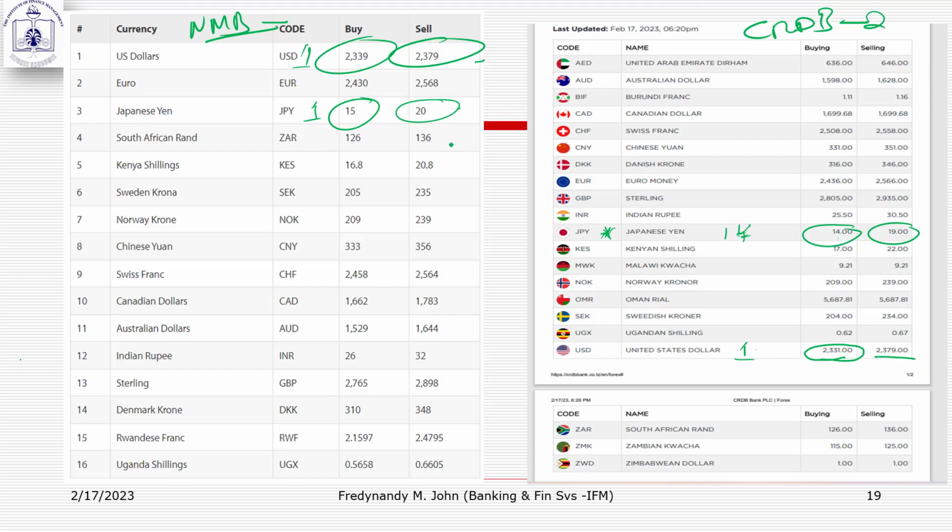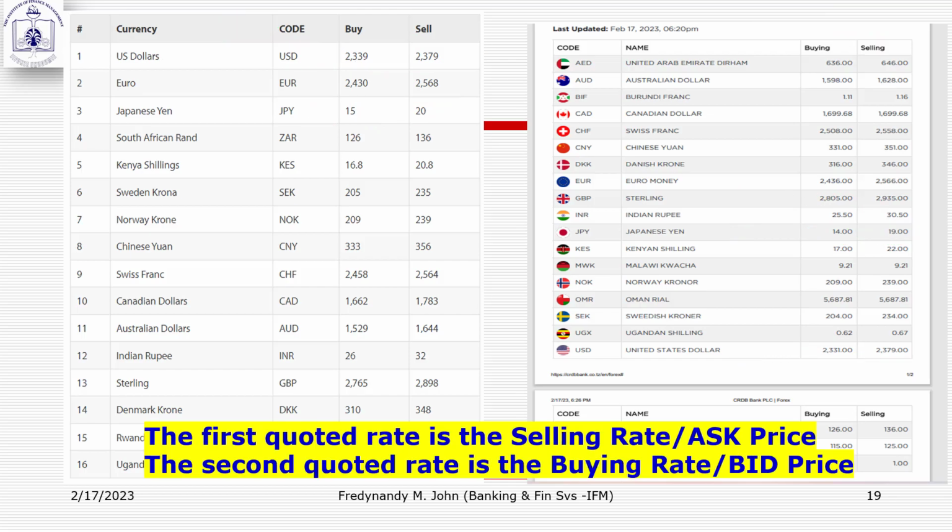So in this context, you can see that if you have 1 unit of Japanese yen, it's much better you go and sell it to dealer 1 rather than dealer 2. However, if you are the one who wants to buy the Japanese yen, then you better go and buy from dealer 2.